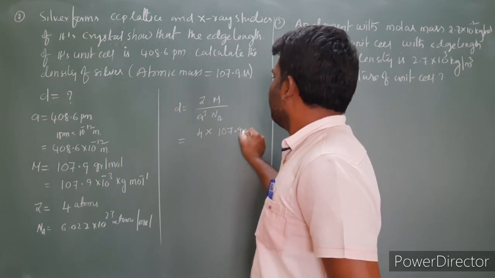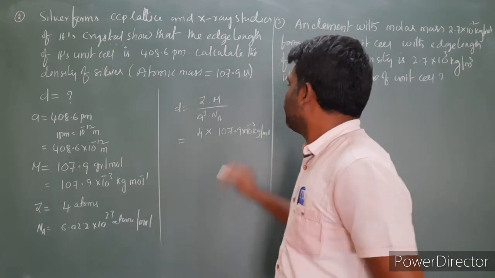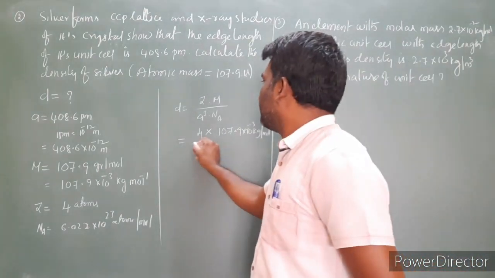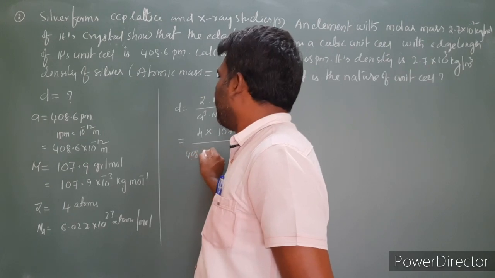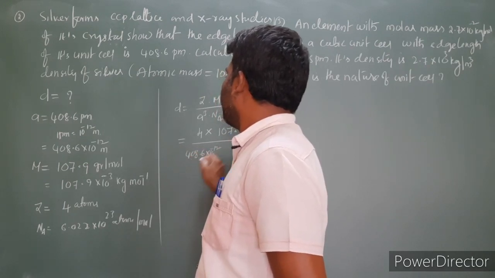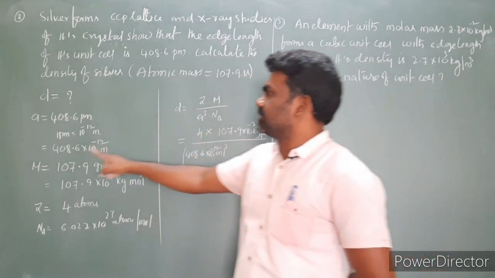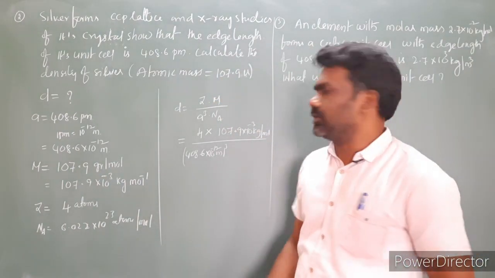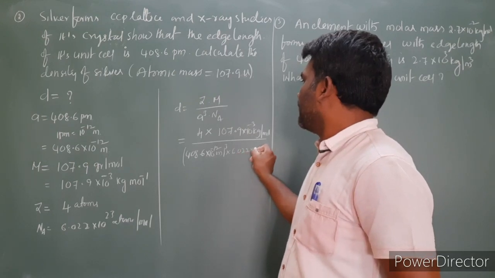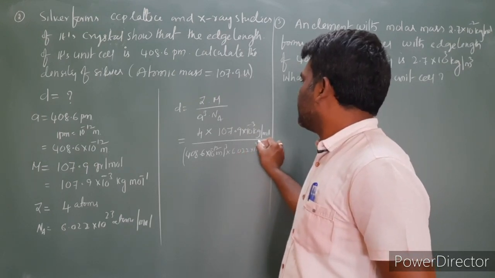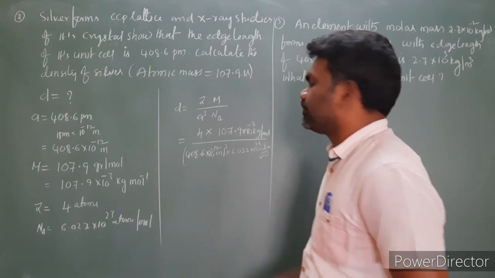107.9 into 10 power minus 3 kg per mole, divided by A cube. A is equal to how much we got? 408.6 into 10 power minus 12 meter whole cube. A cube is there, that means 408.6 into 10 power minus 12 whole cube into Avogadro number, which is 6.022 into 10 to the power of 23 atoms per mole, isn't it?